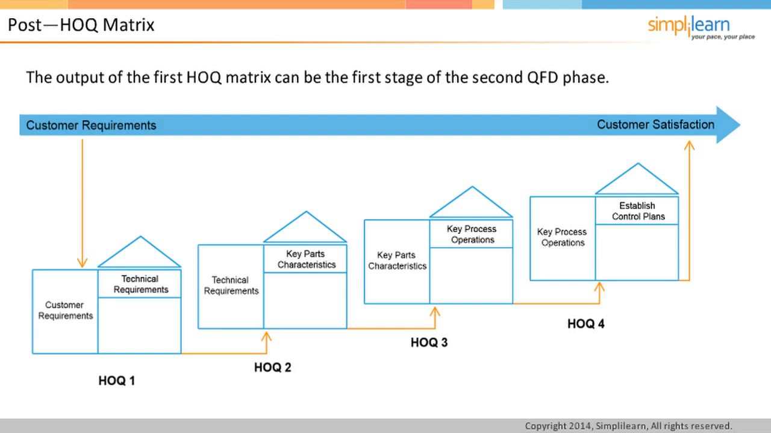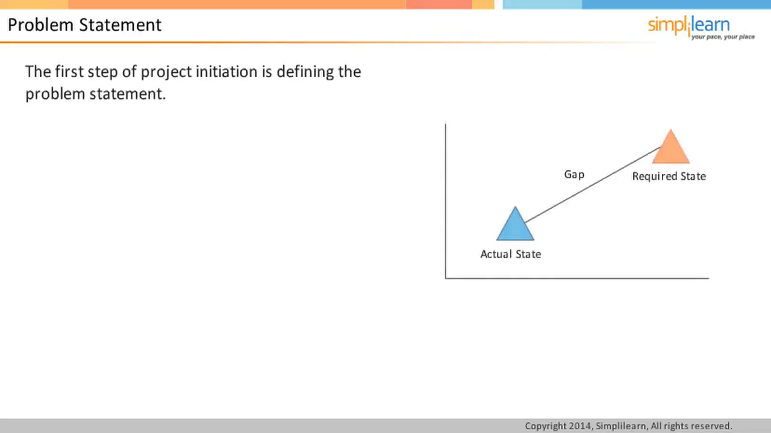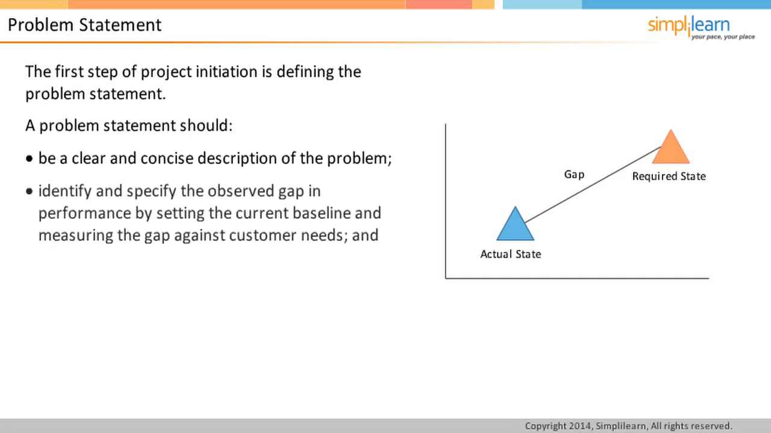In this topic, we will discuss the basics of project management. Let us start with a discussion on problem statement. Every Six Sigma project targets a problem that needs to be resolved. The first step of project initiation is defining the problem statement. A problem statement needs to describe the problem in a clear and concise manner. A problem statement needs to identify and specify the observed gap in performance.